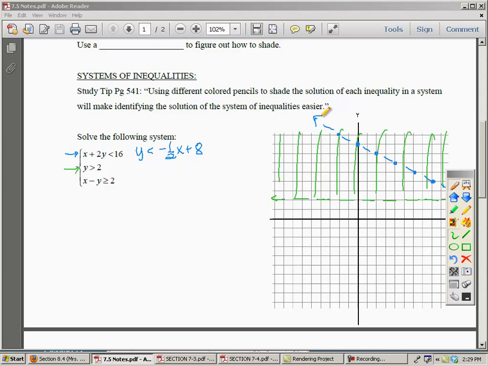And again, we got to figure out which way to shade. So we're going to test a point. Because it does not go through 0, 0, I'm going to use the point 0, 0. Is 0 less than 8? The answer is yes. So we shade towards the origin.